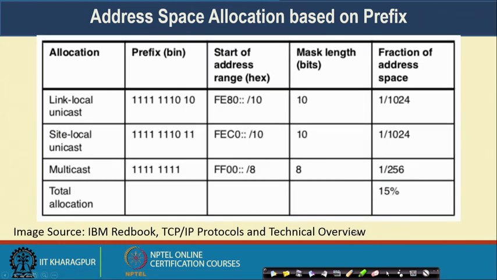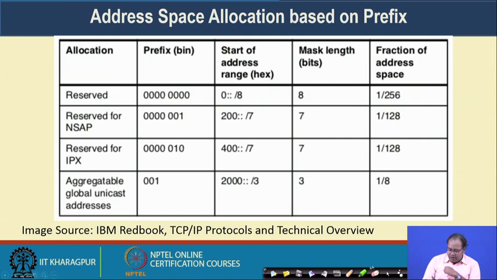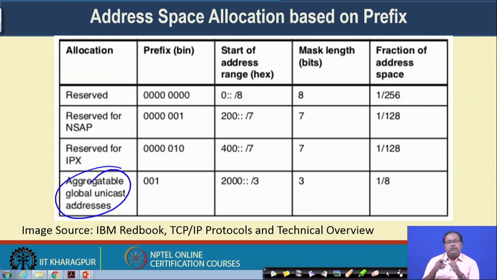Then you have other classes like the link local unicast, where the first bits are 1111111010 with a 10 bit prefix. Then site local unicast, again with a 10 bit prefix, and the multicast address with an 8 bit prefix, where all the first 8 bits are 1. So that way we have multiple groups of IP addresses in IPv6, and the interesting part is the global unicast address, which is used in addressing every interface of individual devices.